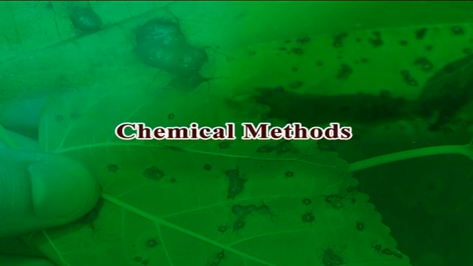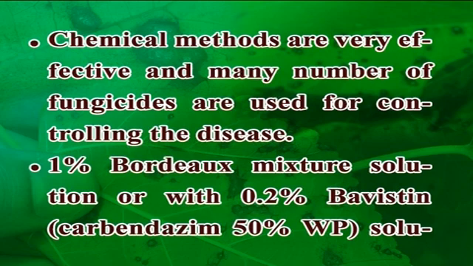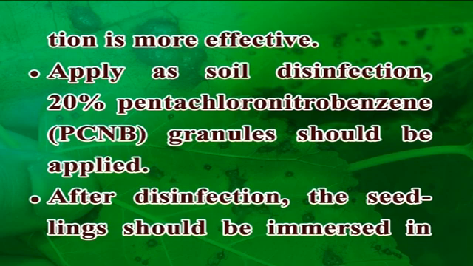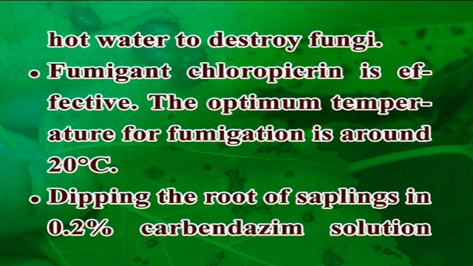Chemical methods. Chemical methods are very effective and a number of fungicides are used for controlling the disease. A 1% Borax solution or 0.2% Bavistin, that is carbendazim, 50% wettable powder solution is more effective. Apply soil disinfection. 20% pentachloronitrobenzene, that is PCNB, granules should be applied. After disinfection, the seedlings should be immersed in hot water to destroy fungi.